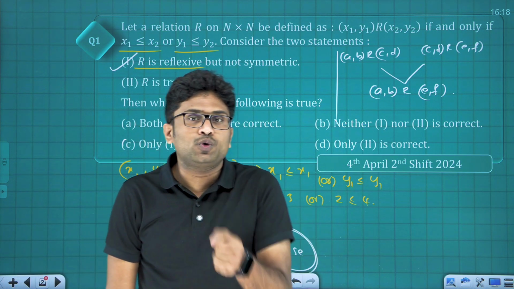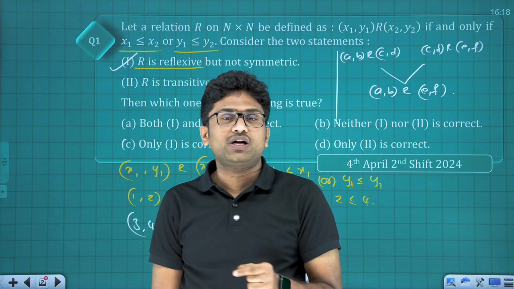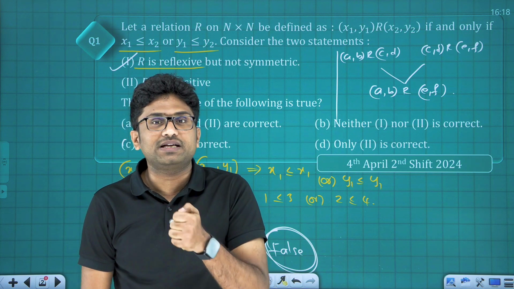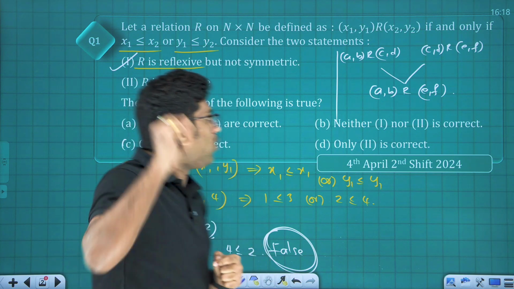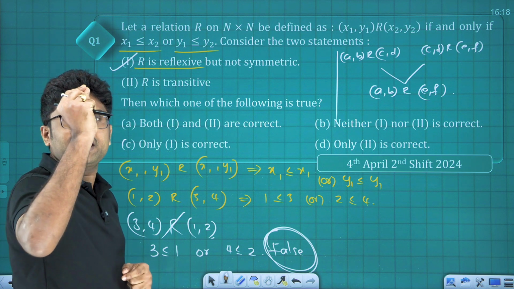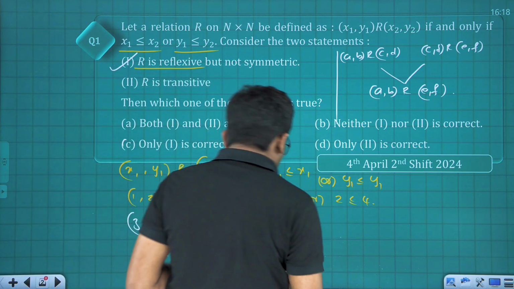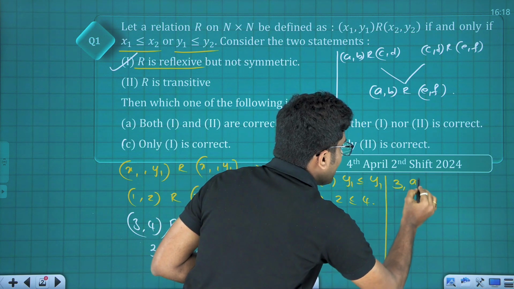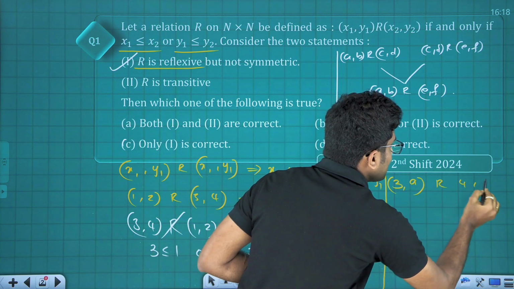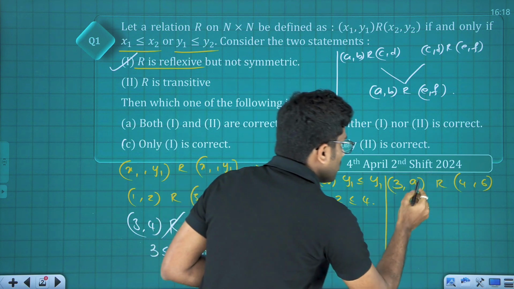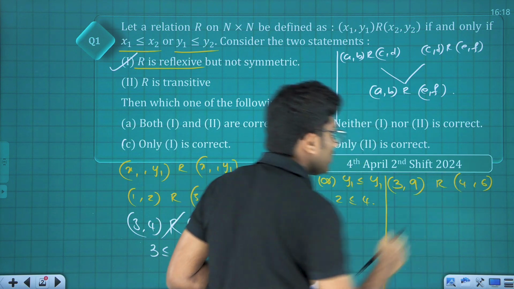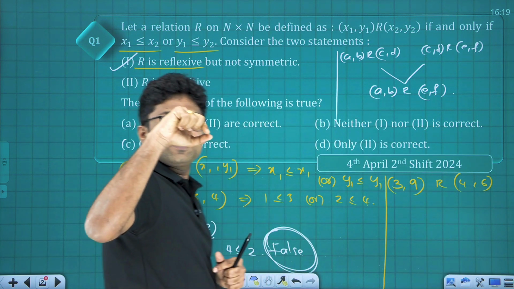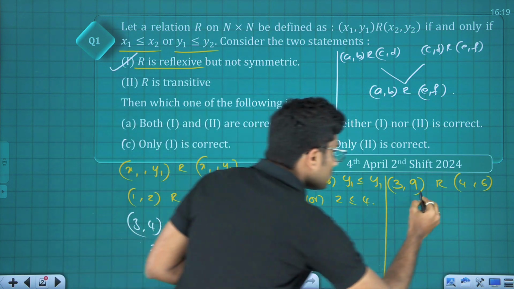Whenever we have to prove that a relation is not transitive, or not reflexive, or not symmetric, please make sure that you are ready with one particular counter example. So in that case, the best counter example that can be taken is: let's take (3, 9) is related to (4, 6). Is it true? 3 is less than or equal to 4. At the same time, 9 is less than or equal to 6. Now, this is true.